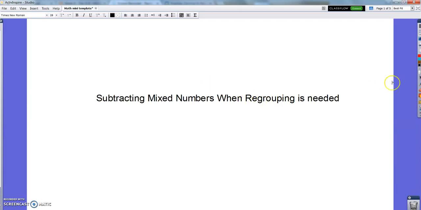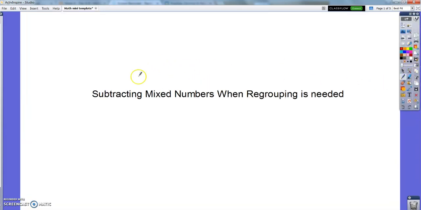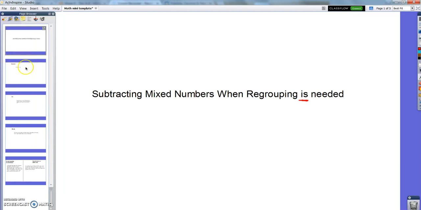Gonna spend some time today working on subtracting mixed numbers when regrouping is needed. We subtracted mixed numbers yesterday when regrouping was not needed. But what about when it is? So go ahead and label your next page in your math notebook, and when you have done so, close it up, mark your page, and concentrate with me.